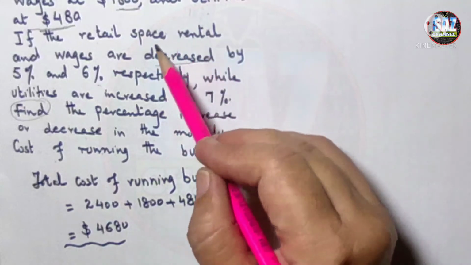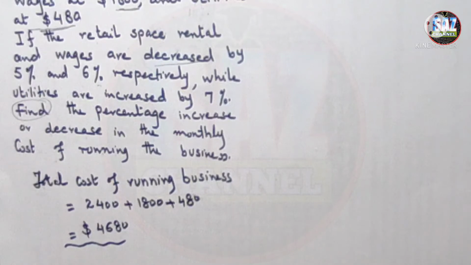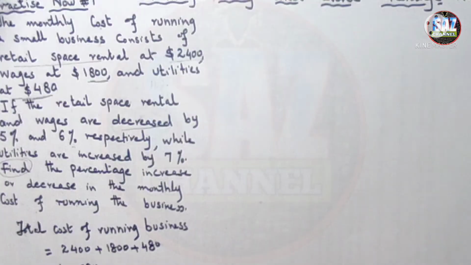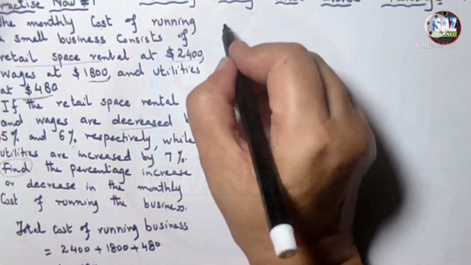Now let's read the second part of the question that says if the retail space rental and wages are decreased. Here it is important to understand that when there is a decrease of some percentage, like a 5% decrease, how do we understand that? If originally you were getting 100 rupees for some job, now instead of 100 you will be getting 95 rupees, as there is a 5% decrease for retail space rental.